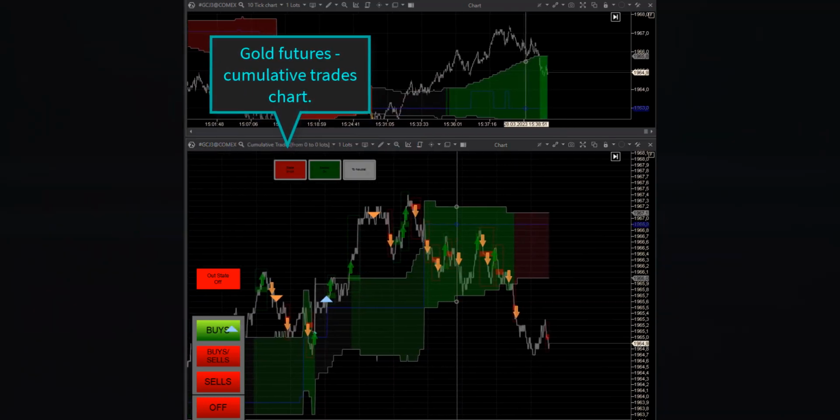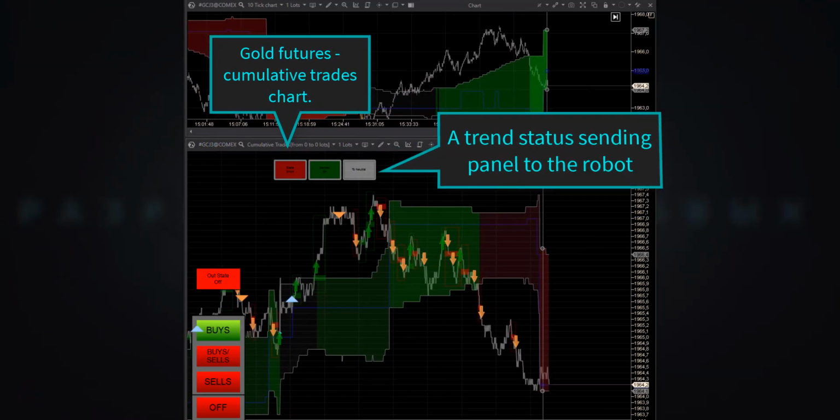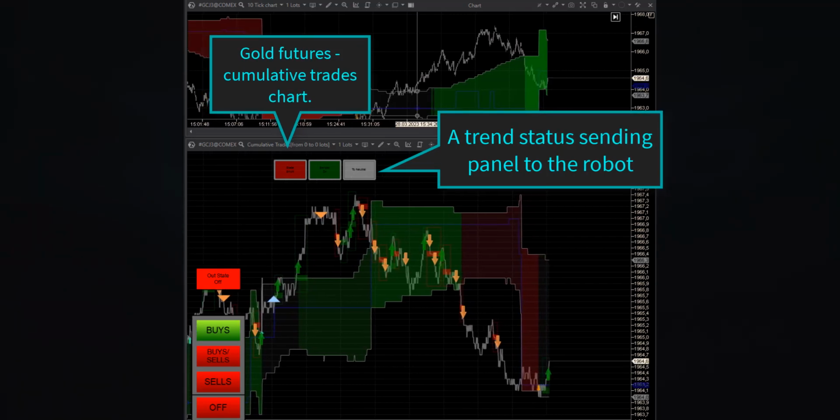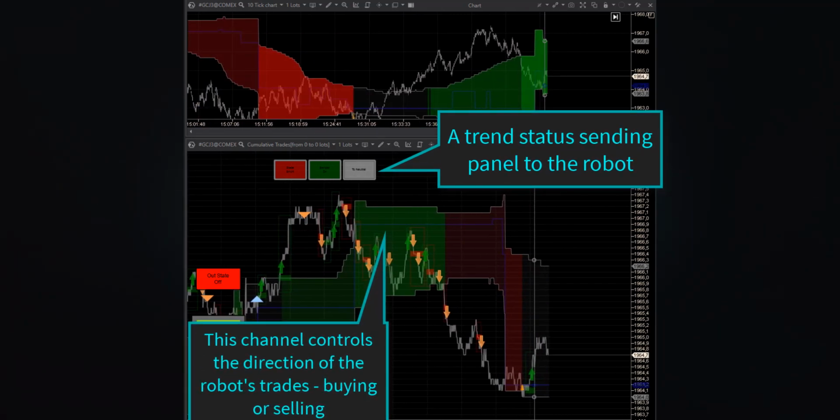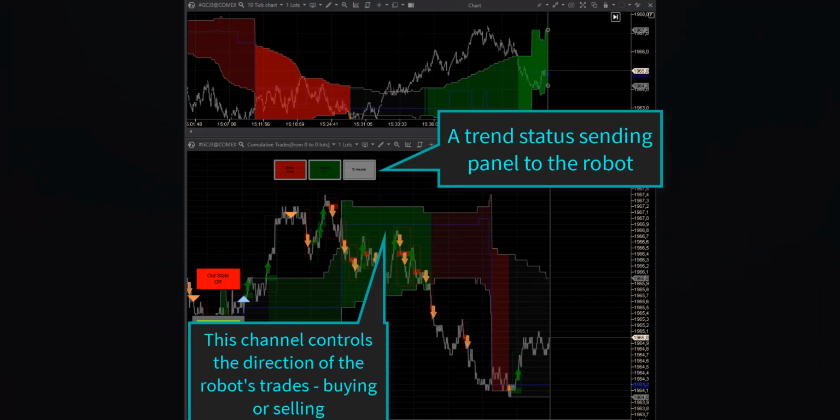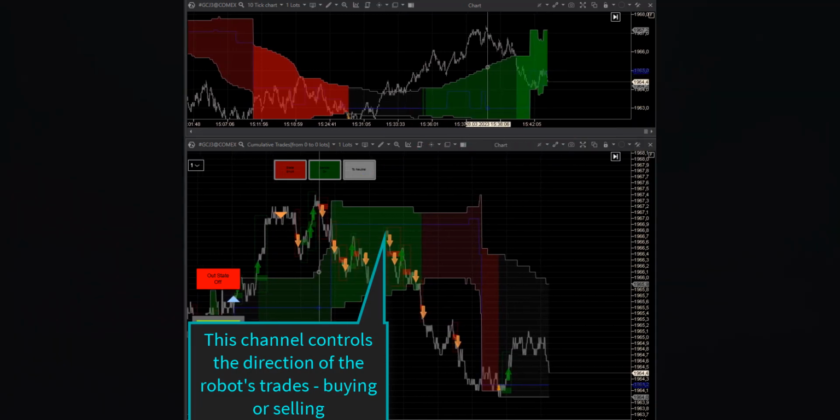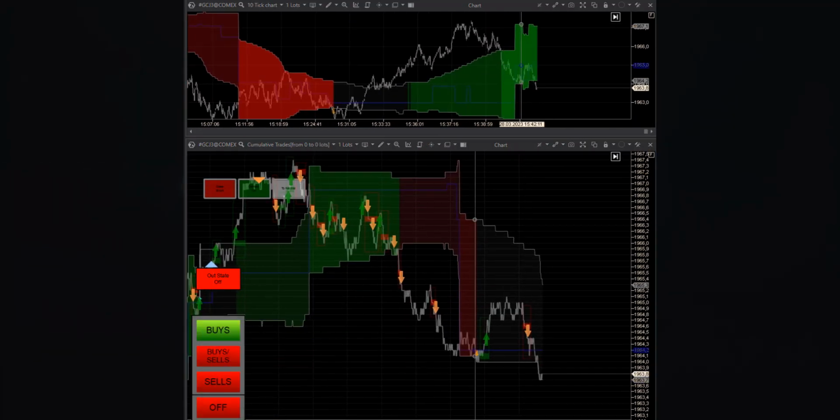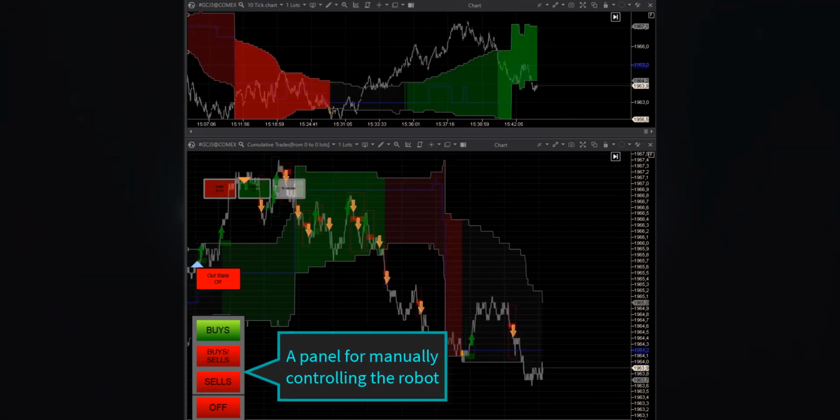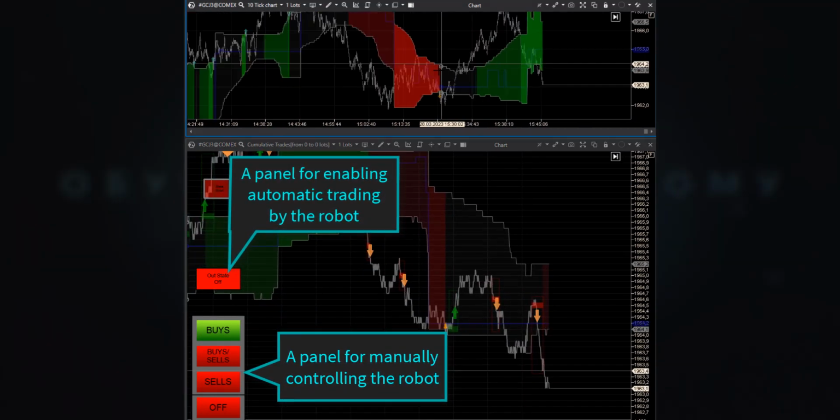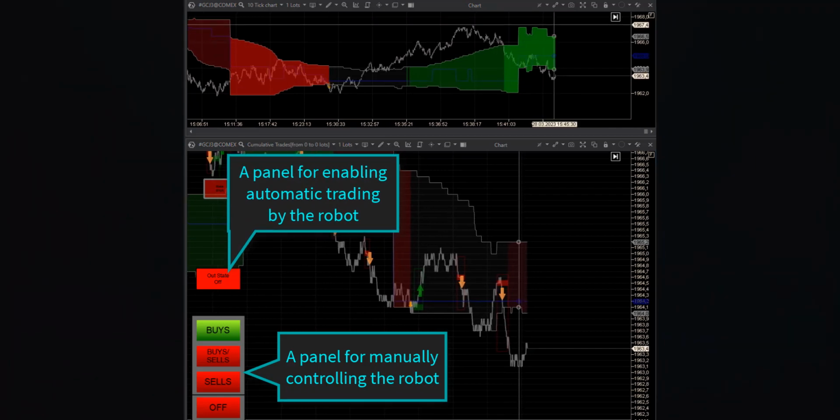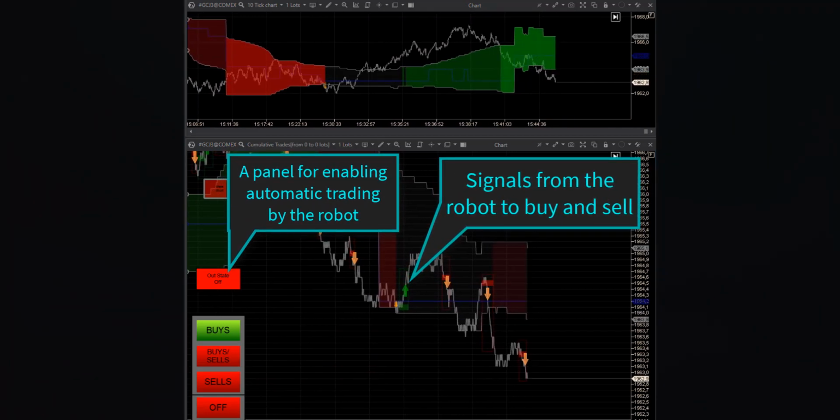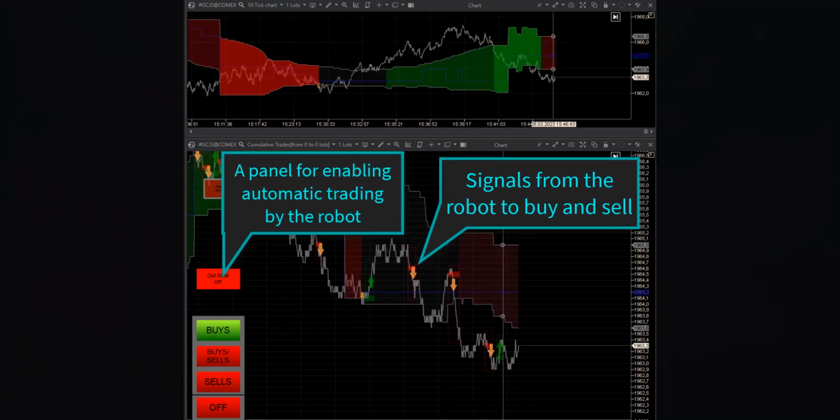Gold futures chart of the cumulative print feed, the panel for enabling sending the trend status to the robot. This channel controls the direction of the robot's trading, buying or selling. This is a panel manually controlled by a robot. This is a panel for enabling automatic robot trading. These are the robot's buy and sell signals.